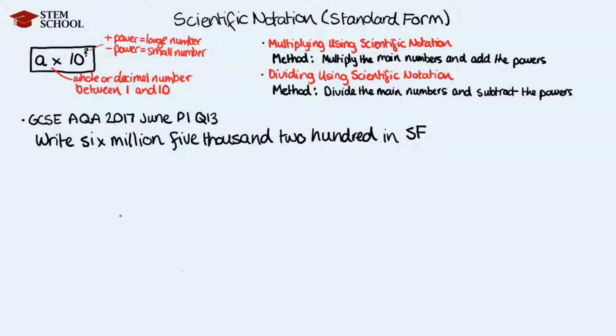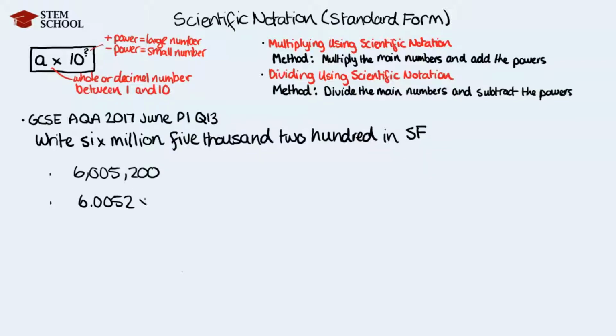What we're asked is to write 6,005,200 in scientific form. So what we have to do is first of all write it in number form. So it will be 6,005,200. The next step is to get a whole number or decimal number that's between 1 and 10. So for this, it will be 6.0052. So don't be confused by the two zeros here, as we have two numbers after them, so they're included in that.